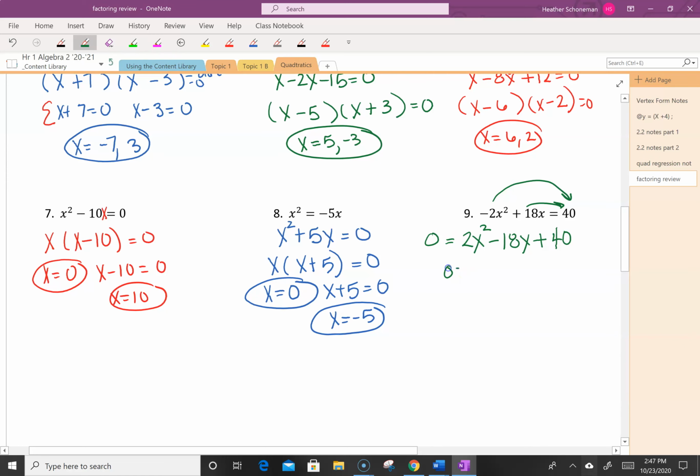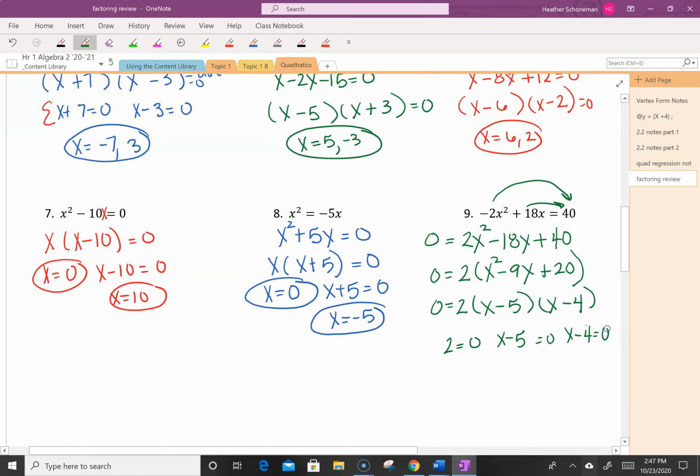Okay, so when I go to factor these, that's not something we've done before, but there is a greatest common factor on this one. I can take out the 2, and I've got x squared minus 9x plus 20. Now in the parentheses, I have a trinomial with a leading coefficient of 1. So I need two numbers that multiply to 20 and add to negative 9. So I'd have negative 5 and negative 4. So when I solve, technically, I have 2 equals 0, x minus 5 equals 0, and x minus 4 equals 0. Well, 2 cannot equal 0. That's not a solution. So I just get x is 5 and 4.